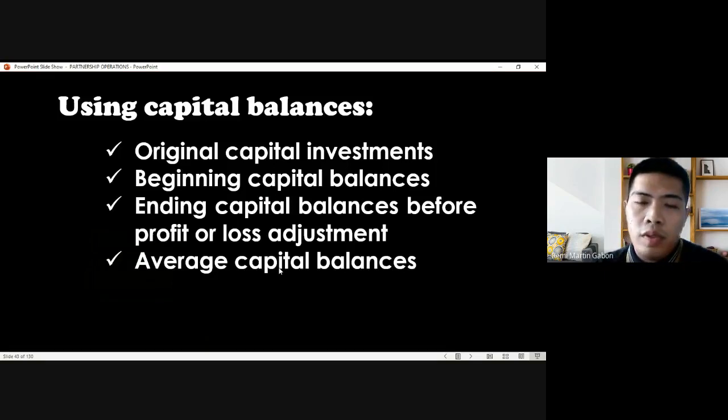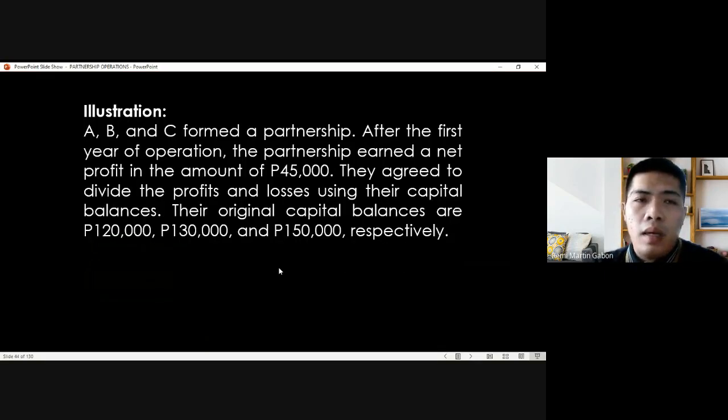So let's start first with this problem. A, B, and C form a partnership. After the first year of operation, the partnership earned a net profit of 45,000. They agreed, this is the important statement, to divide the profits or losses using their capital balances. So they agreed to use capital balances, but they did not specify which capital balance. So later on, expect to have different assumptions.